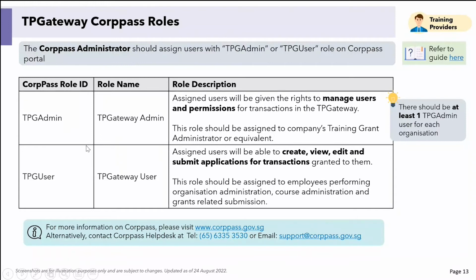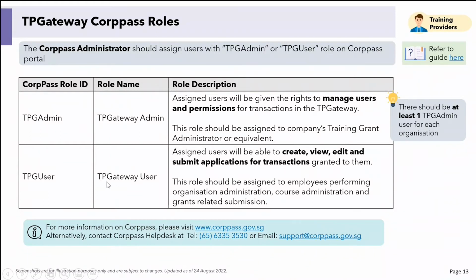Okay, so the first one is the admin. This admin will automatically be able to access the user management tile on TPGateway. Later on, I will show you what this tile does. Basically, this person is supposed to manage all the users' permissions, which tile, which function they can see, etc. And then the second one is a generic user.